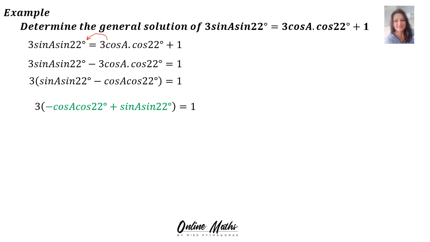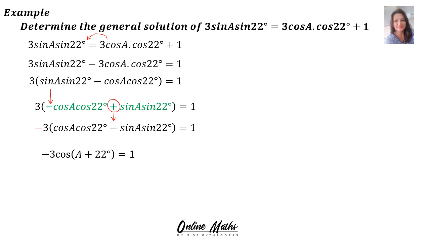And now I still have a problem because of this minus. So what I'm going to do is pull out the negative. And remember, when you pull out the negative, this one also changes into a negative. And now it's the compound angle for cos. Listen to the pattern. Cos, cos, sin, sin, A, 22, A, 22. So therefore, it's minus 3 cos (A plus 22). Can you remember? In cos, the signs are different. If this is a minus, then that is a plus.